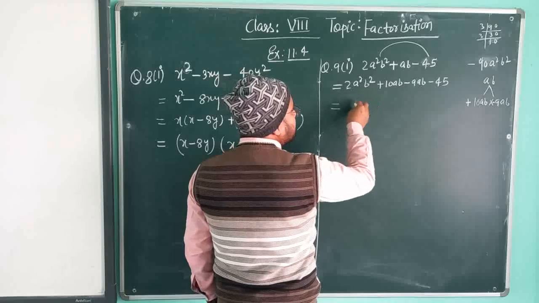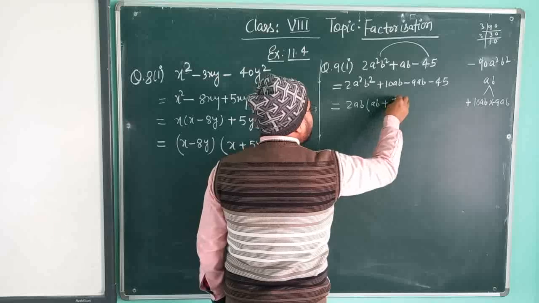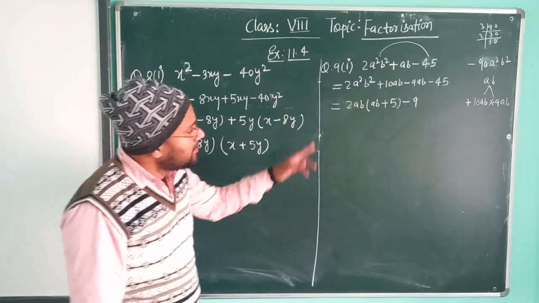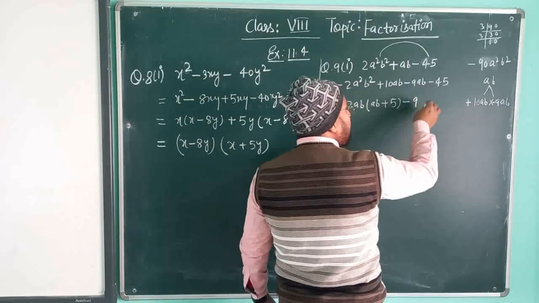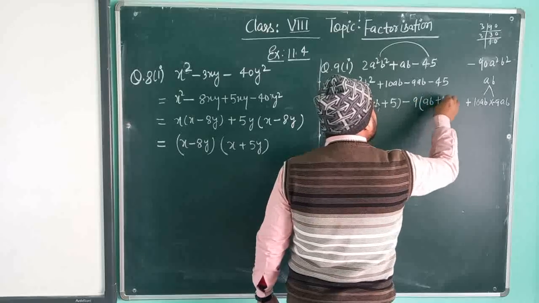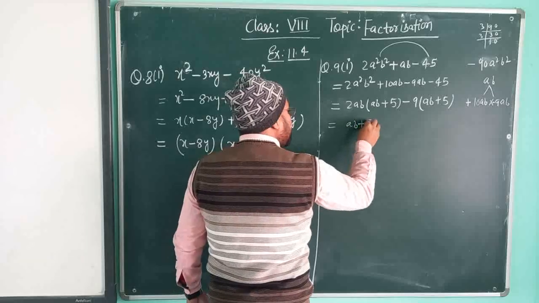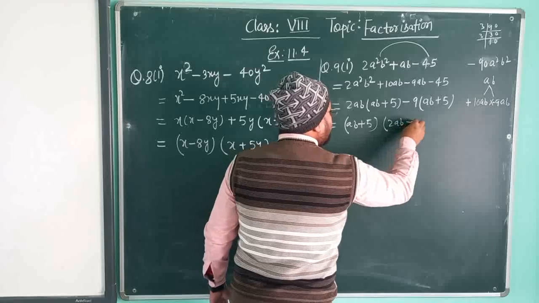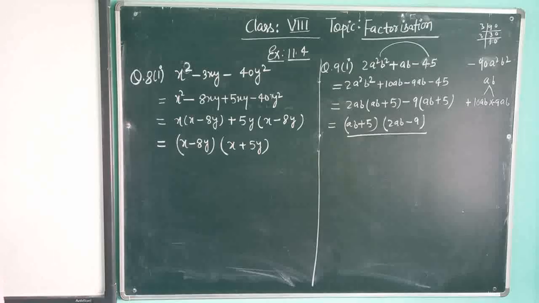In this one I take 2ab as common, ab is remaining there, and plus 5. And minus 9 I take common; if we take minus 9, all the terms become positive. So ab plus 5 is common in all. In one bracket ab plus 5, and what is remaining is 2ab minus 9. This is our answer: (ab plus 5)(2ab minus 9).